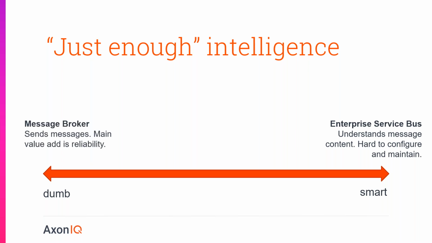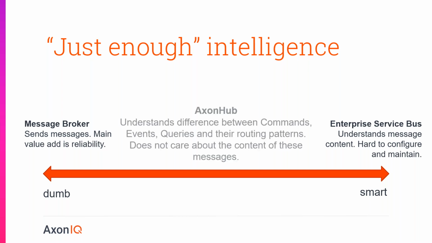On the opposite end, we have the typical message brokers. They send messages. They don't really add routing capabilities other than pub/sub, right? They don't understand the contents of a message and just publish it anywhere where components are or have been registered. And Axon Hub sits somewhere in the middle, a little bit more to the left and to the right.